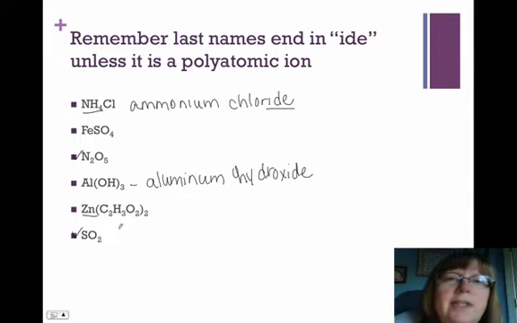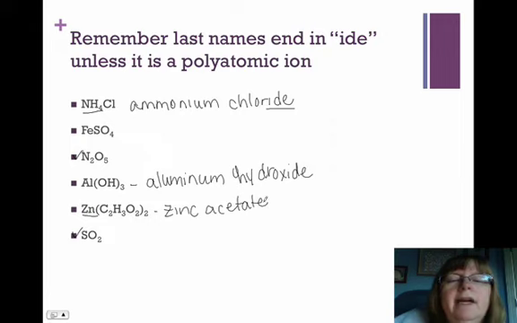All right, how about this one? Zinc is a transition metal. It is all the way at the end of the 3D block where all of the electrons are paired. It's diamagnetic. It always has a +2 charge, so we don't have to worry about figuring out its charge. We're just going to name it zinc, and the polyatomic ion is acetate, zinc acetate.